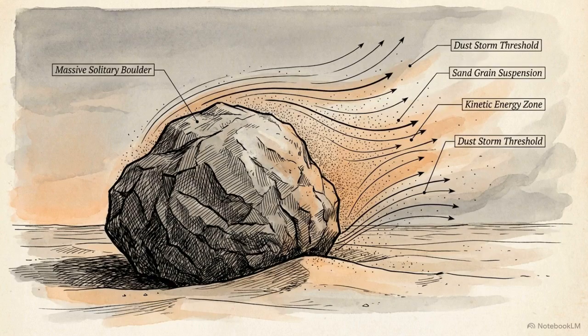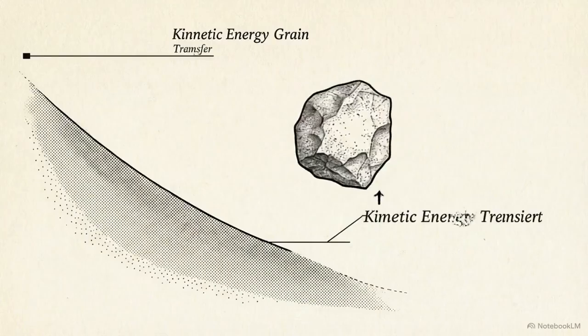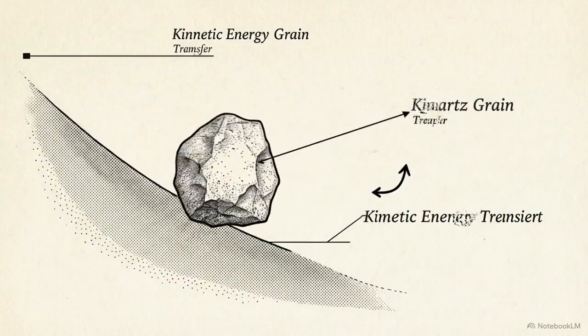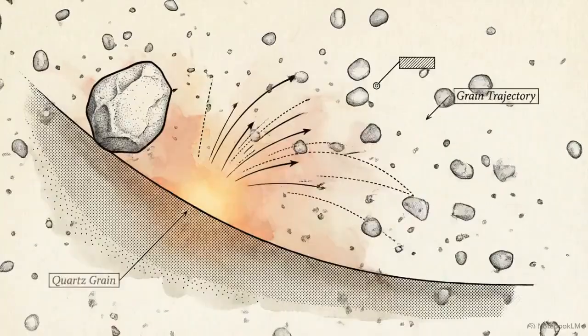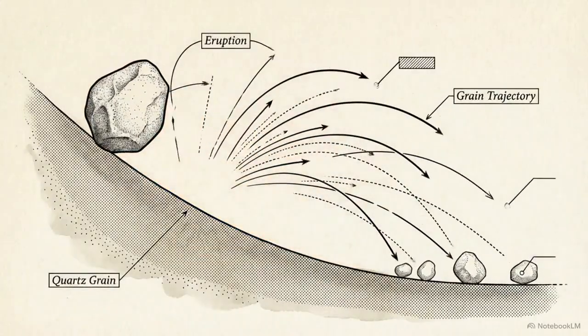This raises a mechanical question. Why does it take less wind energy to keep a desert moving than it takes to start it? Aeolian transport is a non-linear system. It relies on an initial burst of energy to trigger a self-sustaining chain reaction.